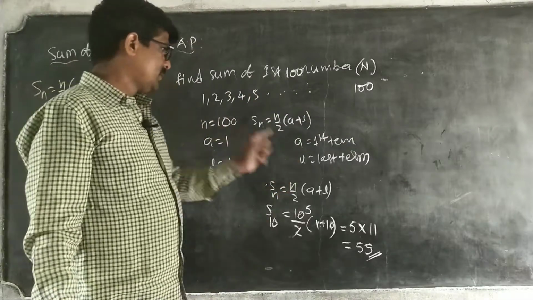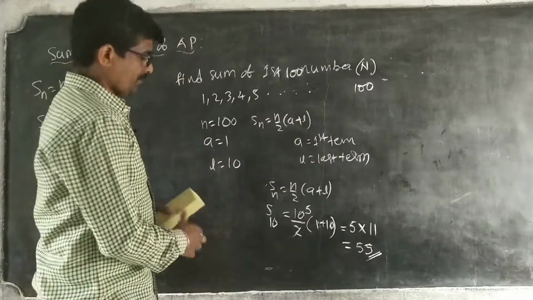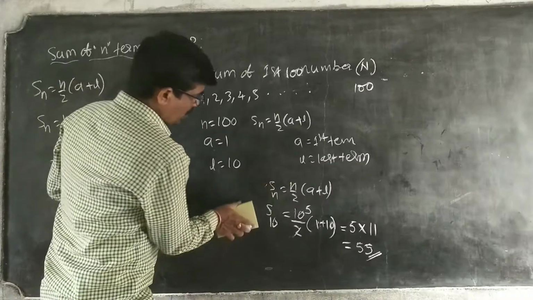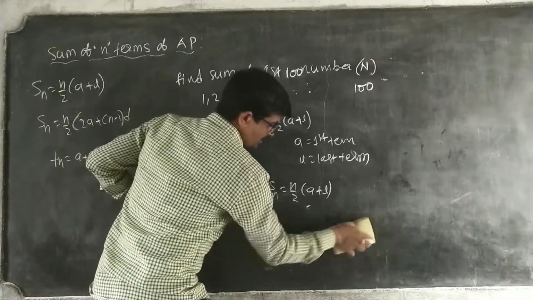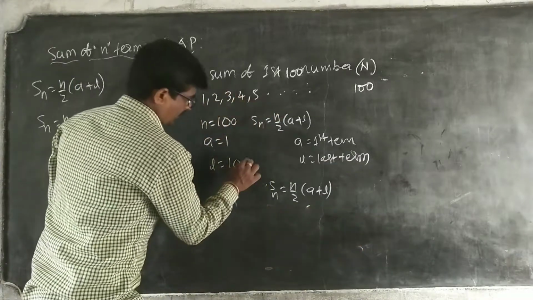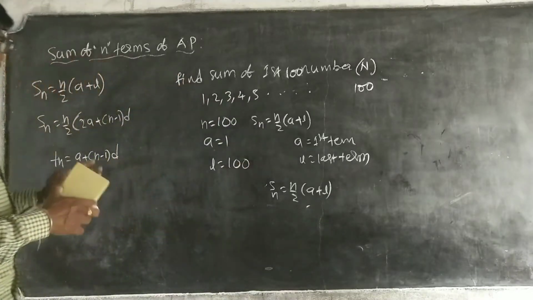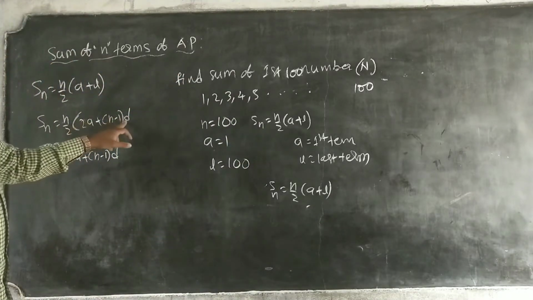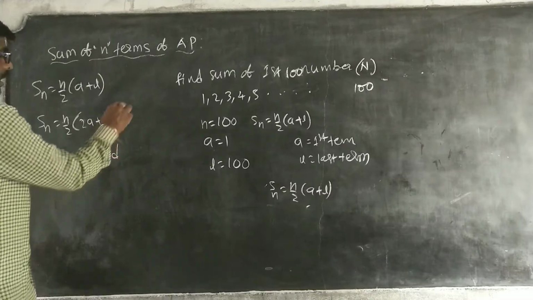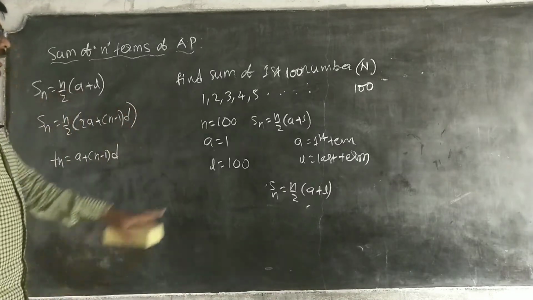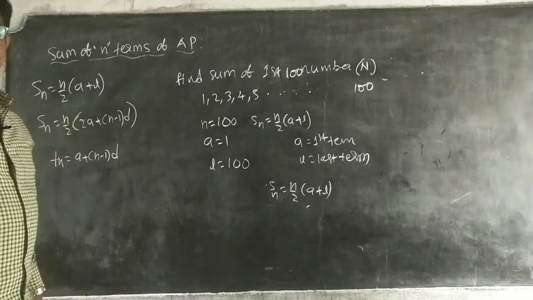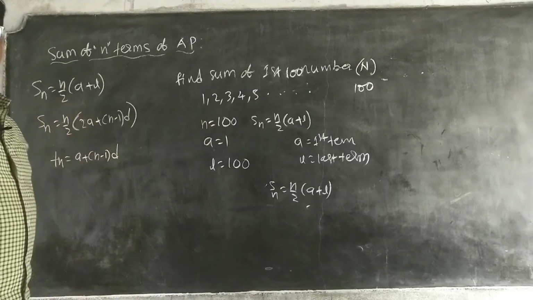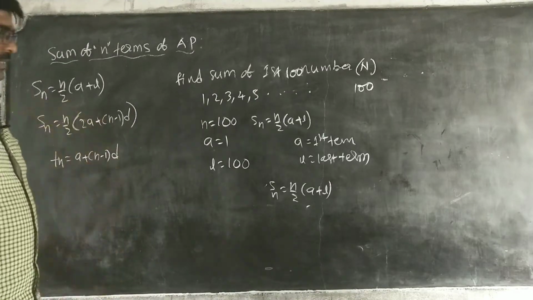Observe here, only the number is changing. Here we are changing to 100. Otherwise, you can also use this principle: d is the common difference. Here the common difference is 1. If possible, you have to use this principle also. Next, we are using that principle.